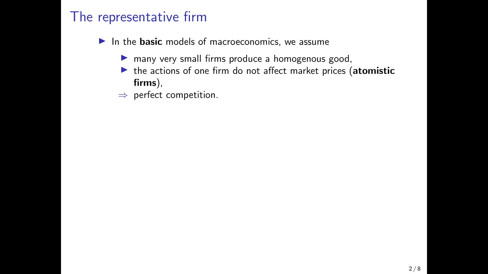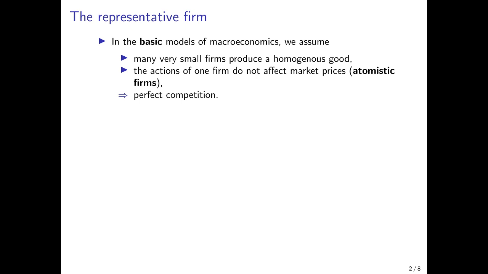Here, in the basic models of macroeconomics, we typically have the situation that there are many very small firms that produce a homogeneous good. That means that the actions of one such very small firm do not affect the market prices, which is also called an atomistic firm, because this firm is so small compared to the overall market that it does not matter for the market price of the good whether one such firm supplies more or less of this particular good.